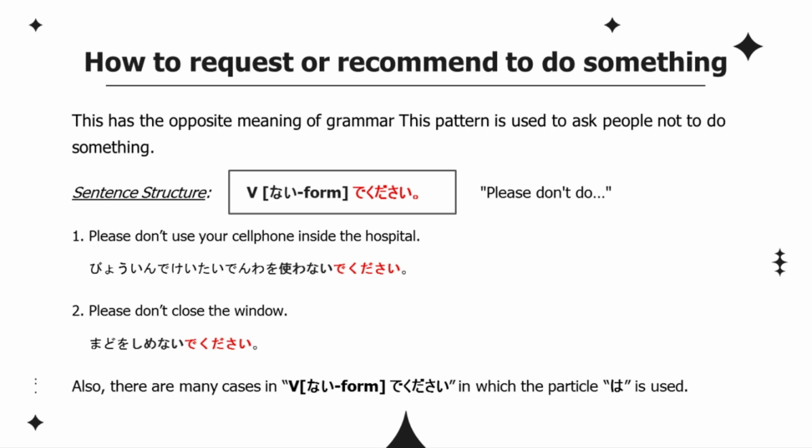Please don't use your cell phone inside the hospital. Please don't close the window. Also, there are many cases in V, nai form, de kudasai in which the particle wa is used.